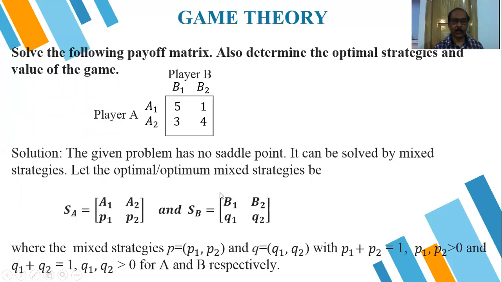Let the optimal strategies be SA, that means the strategy of the player A selecting A1 has probability P1, selecting A2 has probability P2. Similarly, for the player B, the strategy of player B is selecting the course of action B1 with probability Q1, and selecting the course of action or strategy B2 with Q2. For the mixed strategies, we can write this way also: P1 plus P2 is equal to 1 and P1, P2 greater than 0; Q1 plus Q2 is equal to 1 and Q1, Q2 greater than 0 for the player A and B respectively.